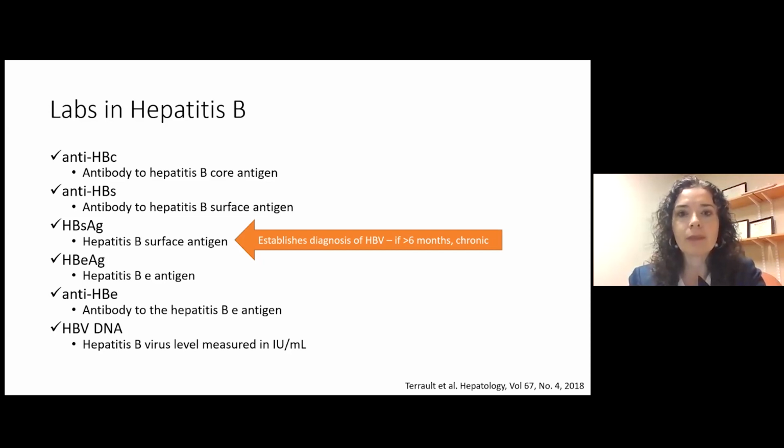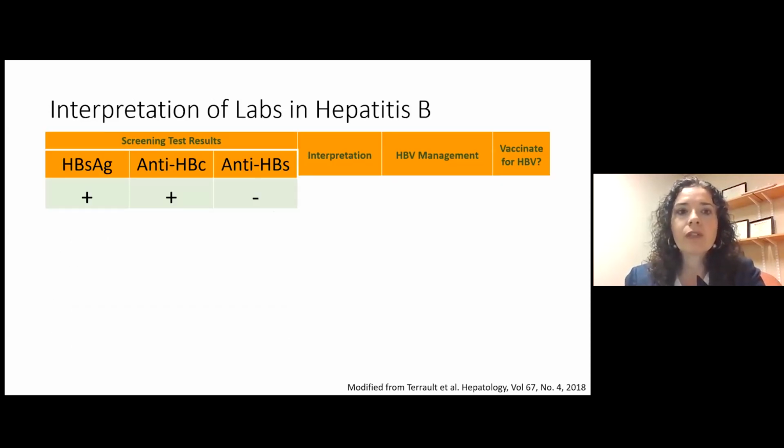So I'd like to review the interpretation of labs in hepatitis B because I feel this is important clinically and potentially something that could come up. So if you have a screening test result of a surface antigen that's positive, the antibody to the core antigen that's positive, and the surface antibody that's negative, how would you interpret this result? This is someone who has chronic hepatitis B.